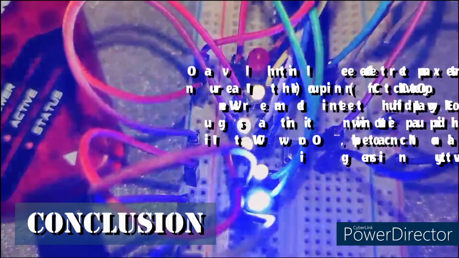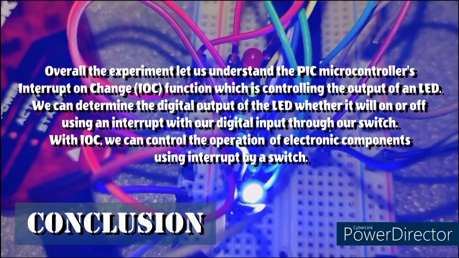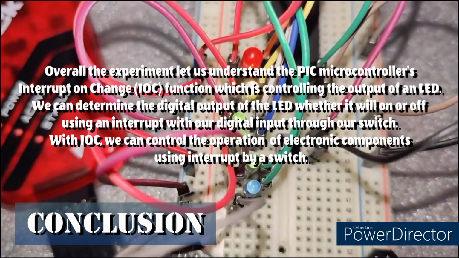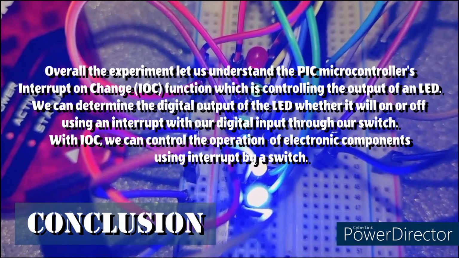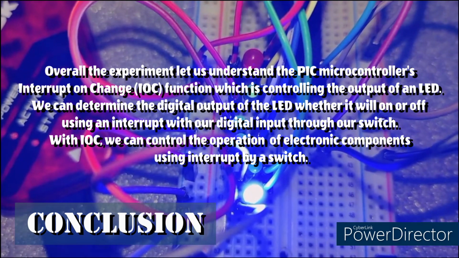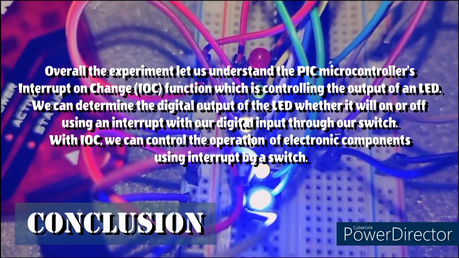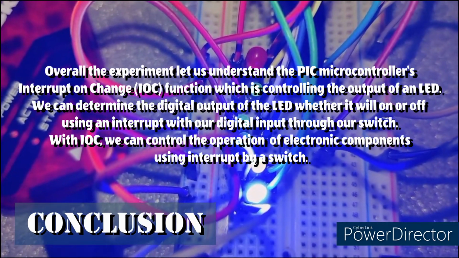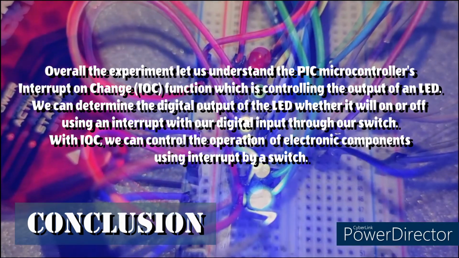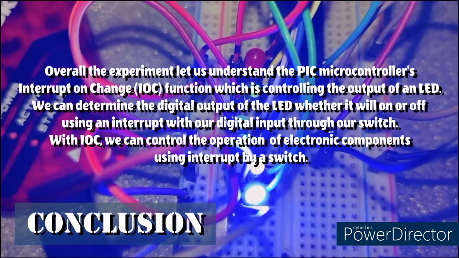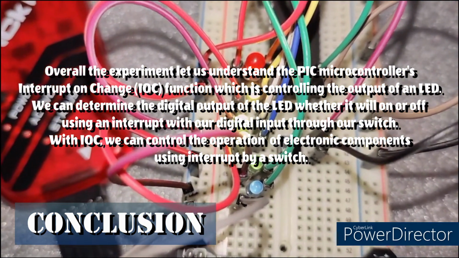Proceeding with our conclusion, overall, the experiment let us understand the PIC microcontroller's interrupt-on-change IOC function, which is controlling the output of an LED. We can determine the digital output of the LED, whether it will turn on or off, using an interrupt with our digital input through our switch. With IOC, we can control the operation of electronic components using an interrupt via a switch. So that's all. Thank you.